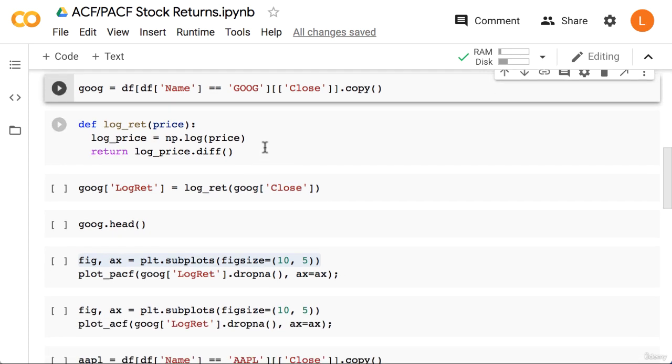Next, let's write a helper function to calculate the log return of a series. So as input, we're going to take in a series called price. Next, we'll calculate the log price by taking the log of the price. Next, we call the diff function to take the first difference of the log price, which is the log return.